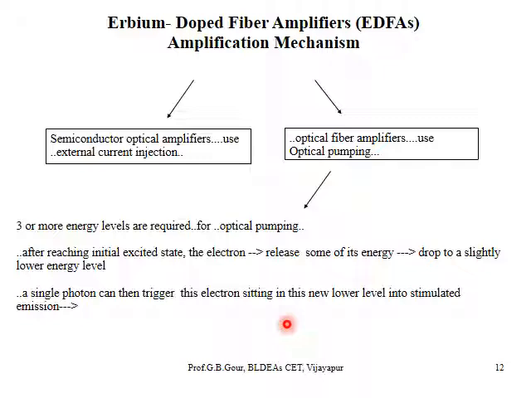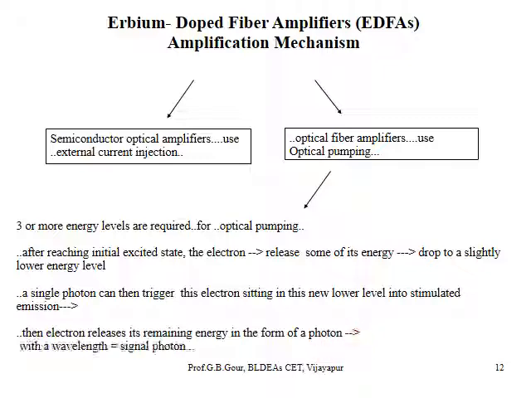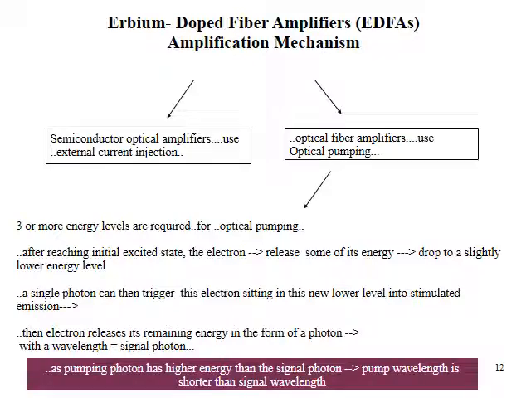So the concept is very simple. Whether you use current or photons, everything will lead to stimulated emission, then population inversion. Then the electron releases its remaining energy in the form of a phonon, having the same wavelength as that of the signal photon.